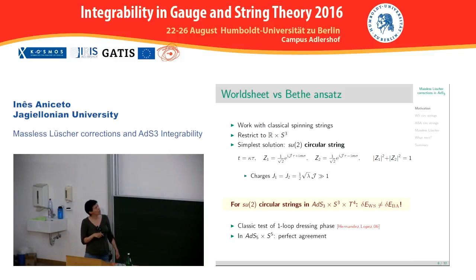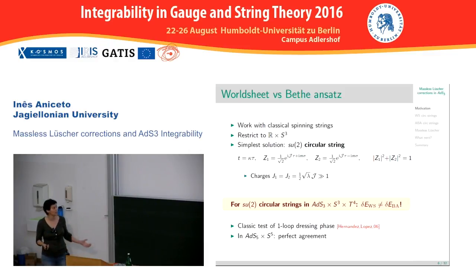And what happens is if you calculate for this solution both the corrections in the Worldsheet and in the beta ansatz, you find that they don't agree. They're different. So this was the classic test of Hernandez-Lopez in 2006 for the ADS5 process. It agreed perfectly there, and in this case it doesn't.